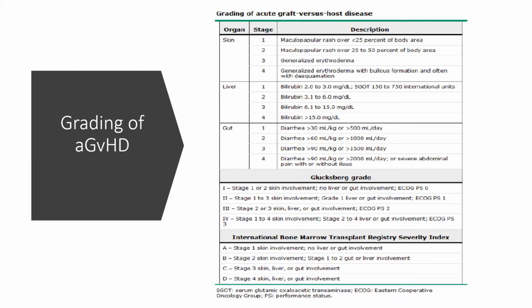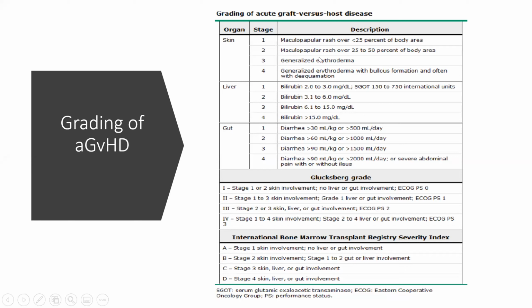So there are several grading systems for grading acute GVHD. And the two most popular ones are the Glucksberg grading system and the International Bone Marrow Registry grading system. And the severity of acute graft versus host disease is determined by the assessment of the degree of involvement of the skin, liver, and the GIT. And the stages of individual organ involvement are combined with or without the patient's performance status to produce the overall grade, which has prognostic significance.